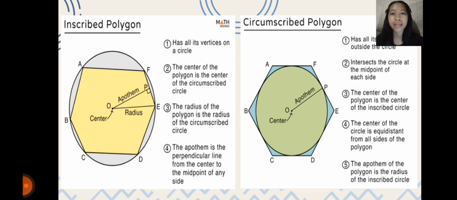So this means that the polygon is perfectly enclosed within the circle, touching it only at its corners. Now let's break down some important characteristics of an inscribed polygon.